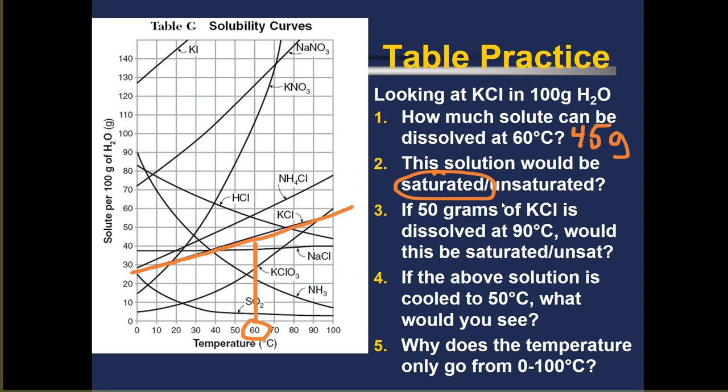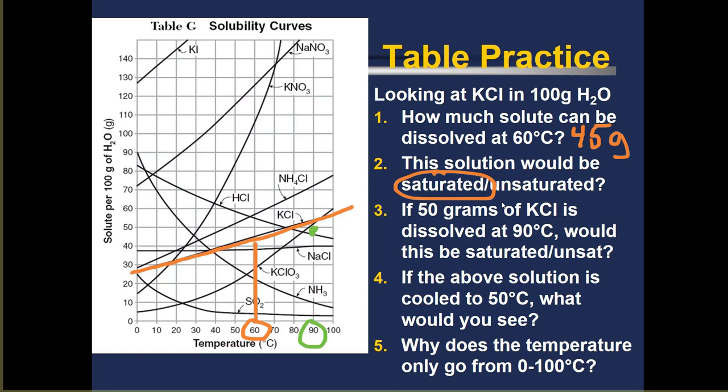Let's go ahead and do question number 3. Question number 3 says, if 50 grams of KCl is dissolved at 90 degrees, would this be saturated or unsaturated? Let's look and find KCl. It's the same one, so we're still looking at that orange line. This time we're looking at 50 grams at 90 degrees Celsius. So 90 degrees Celsius and 50 grams. We find that we're right here.